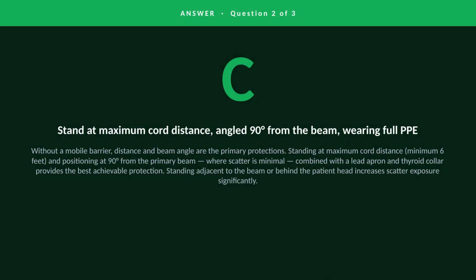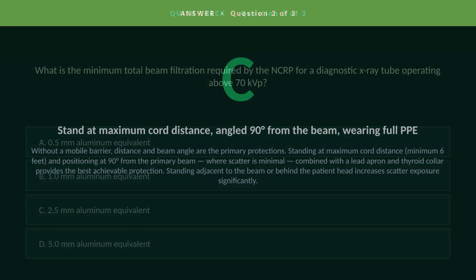The answer is C. Stand at maximum cord distance, angled 90 degrees from the beam, wearing full PPE. Without a mobile barrier, distance and beam angle are your primary protections. 90 degrees from the primary beam is where scatter intensity is minimal. Combined with maximum cord distance and a lead apron plus thyroid collar, this provides the best achievable protection.